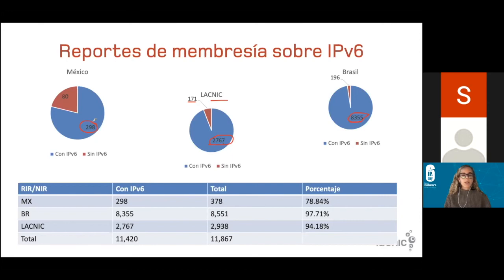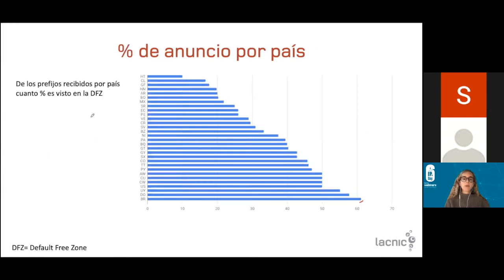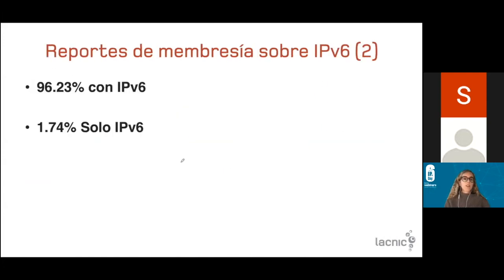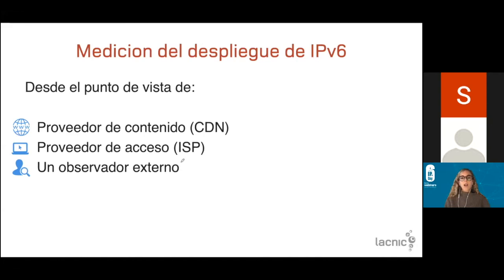So you see that almost everybody has IPv6, but LACNIC policies determine that when IPv4 is assigned, you must also request IPv6. That's why it's also interesting to see, in addition to how many organizations have IPv6, how many are announcing it, not just how many have it. So you see that 96% of all the organizations have IPv6 and 1.74 have IPv6 only.